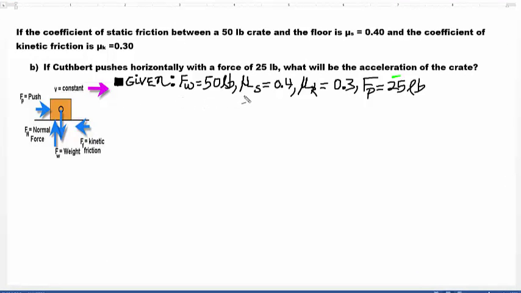The coefficient of static friction mu sub s is 0.4, no units. The coefficient of kinetic friction mu sub k is 0.3, no units. And the pushing force by Cuthbert is 25 pounds.